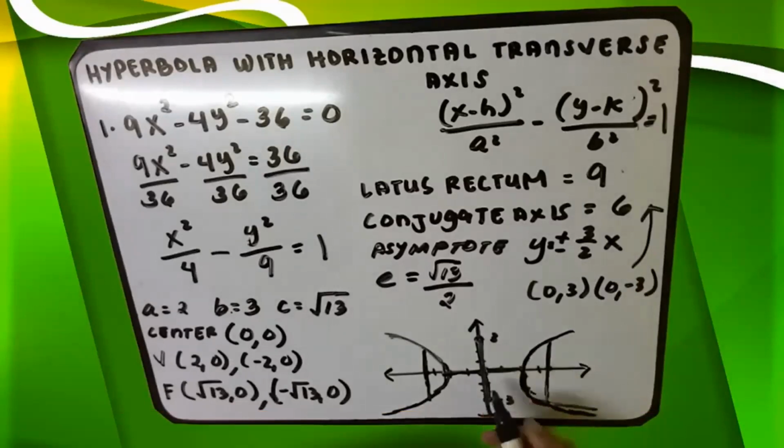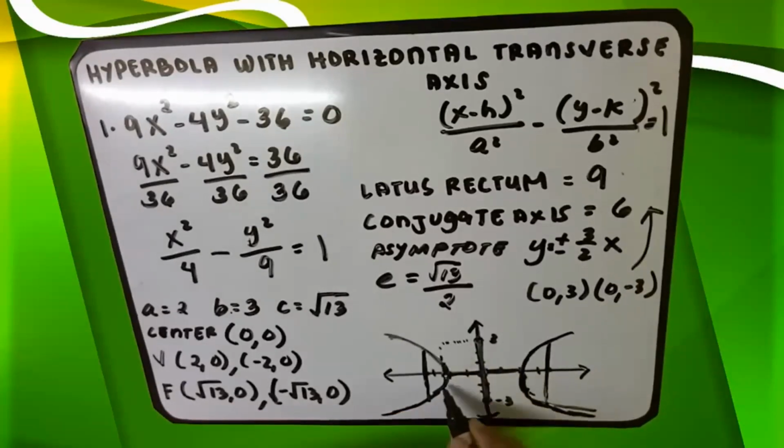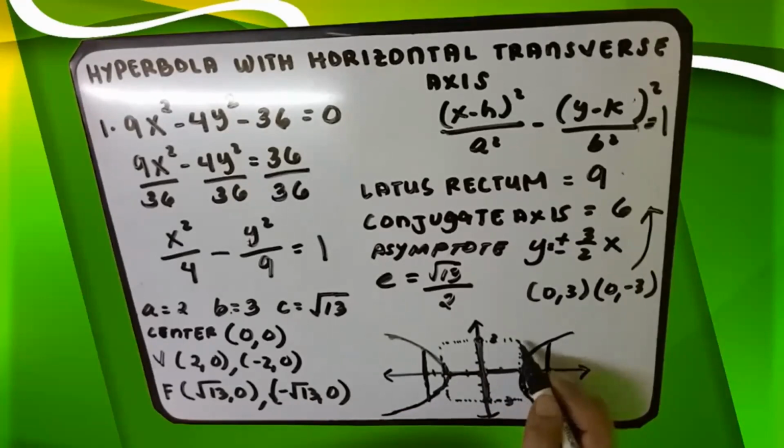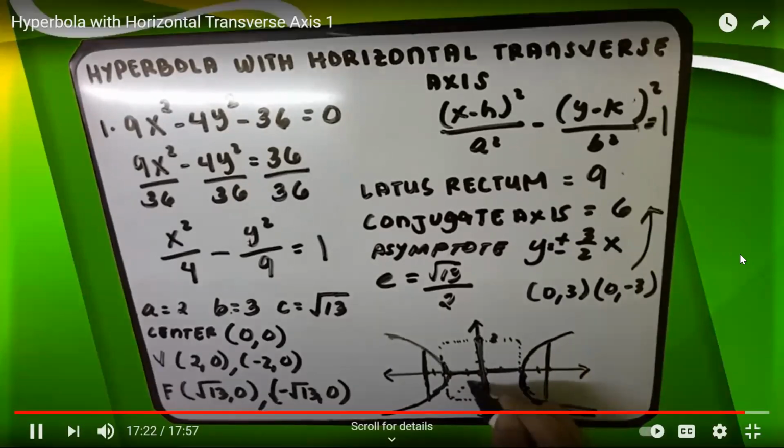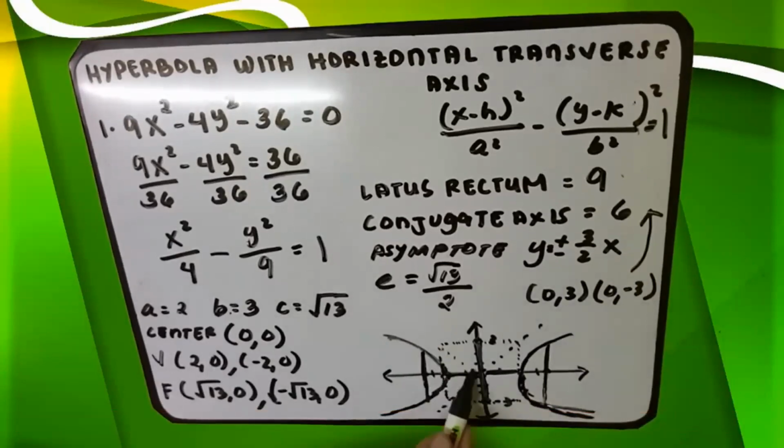So meron tayong conjugate axis, endpoints of the conjugate axis, vertices. So gawa tayo ng square using endpoints of the conjugate axis and the vertices. So yung edge niya or yung corner, diagonally gawa tayo ng line and then another one dito sa kabilang side.